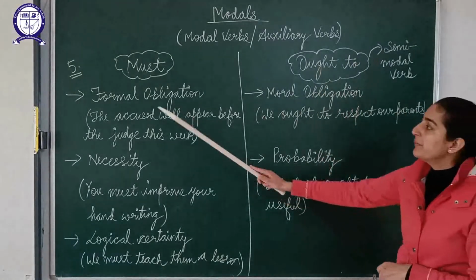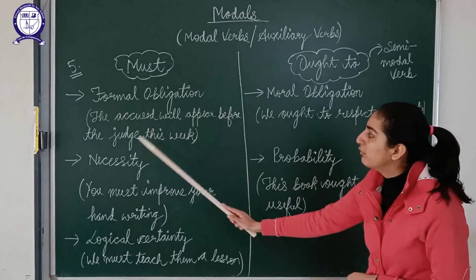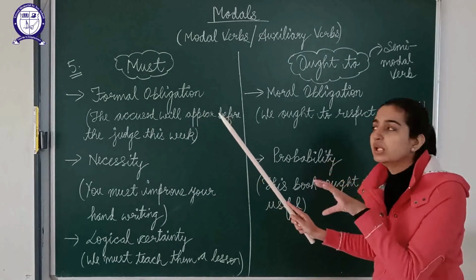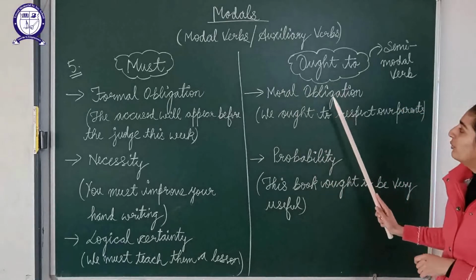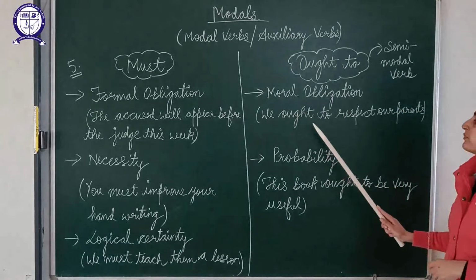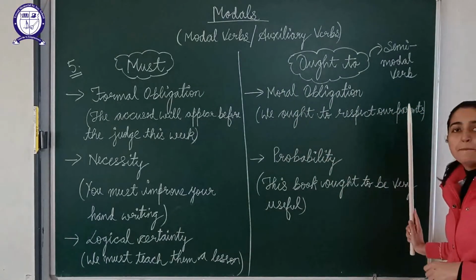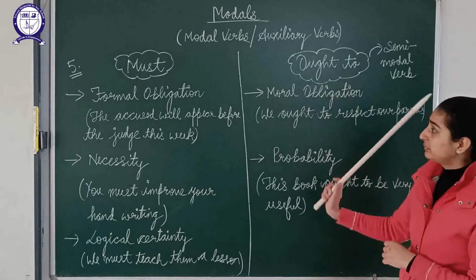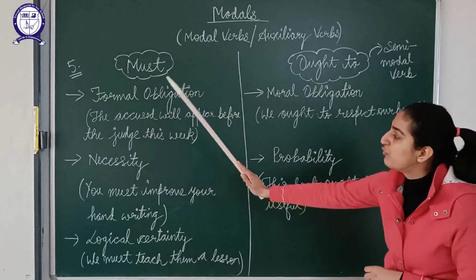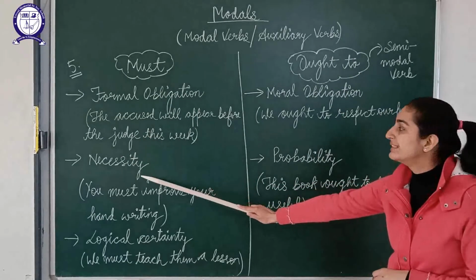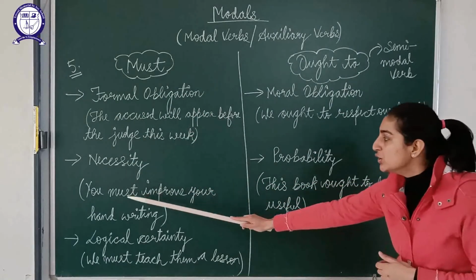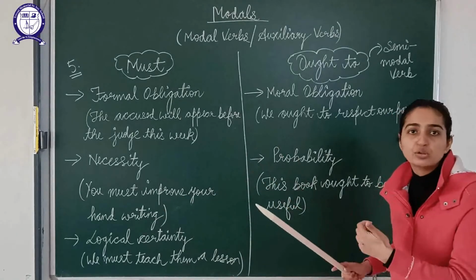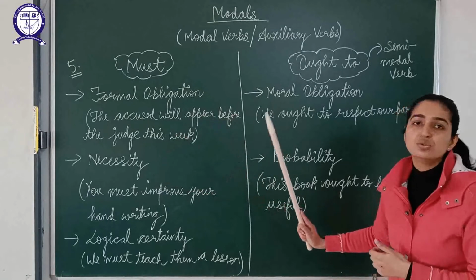For example, the accused must appear before the court this week, means it is a formal obligation, formal duty. Here it is a moral obligation, for example, we ought to respect our parents, right? Next use of must is to show necessity. For example, you must improve your handwriting. So it is a necessary thing to do. That is why must is used here.